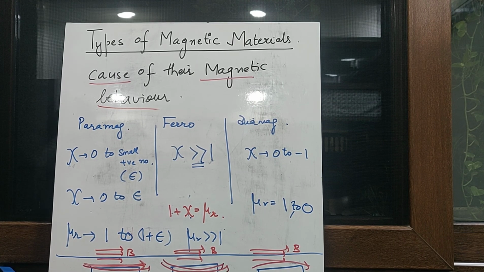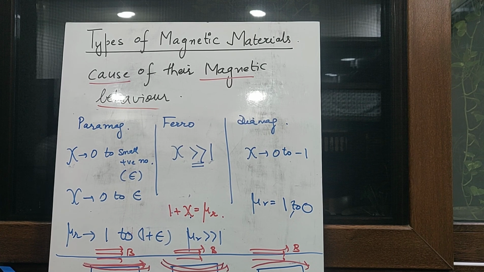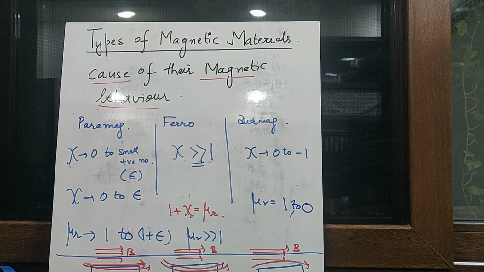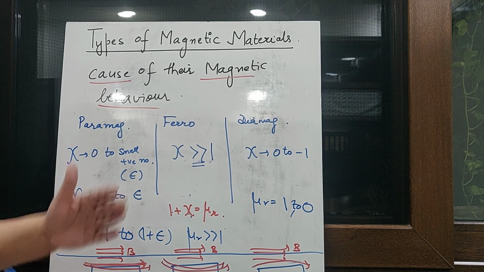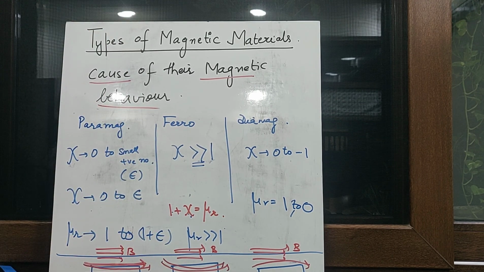In the next video we will be learning about hysteresis, that is the lagging behind of B with respect to H, and we will try and understand which materials we really need for making the core of transformers or electromagnets, which will be based on the previous knowledge that we have learned just now.